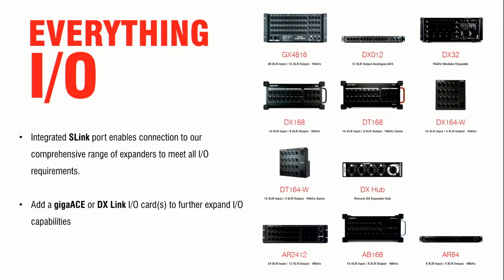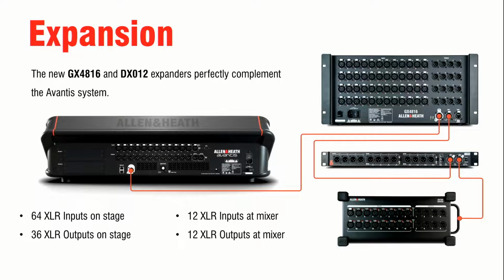So let's look at an example of how you can expand your system. Just coming off of that one S-Link port and going into a GX4816 with the DX012 and a DX168, that's going to give you 64 by 36 on the stage, plus your 12 and 12 up at front of house. So lots of expansion, lots of things that you can do there.